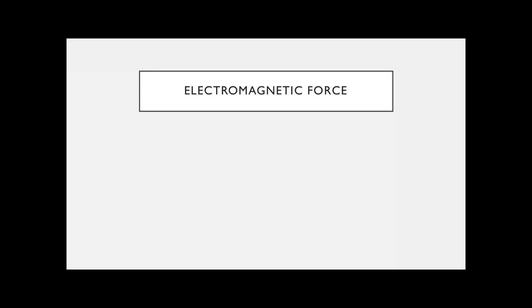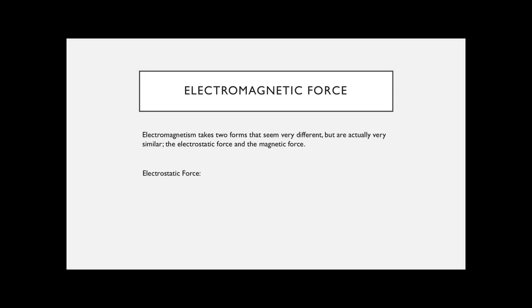The electromagnetic force is very important in our day because it allows us to have electricity and powers all of our technology. Electromagnetism takes two forms that seem very different but are actually very similar: the electrostatic force and the magnetic force. The electrostatic force is what causes you to shock a friend when you shake their hand, or what causes your hair to stand up when it is next to a balloon. The magnetic force is responsible for magnets being able to attract certain metals, like this nail.